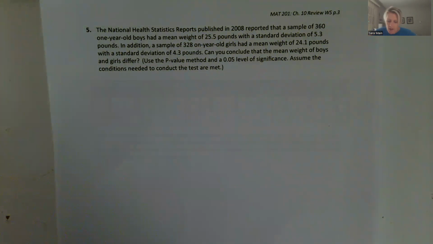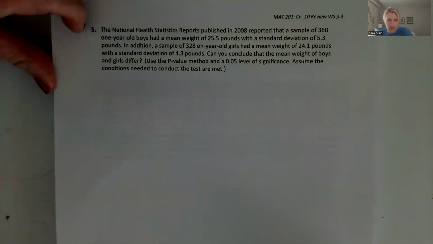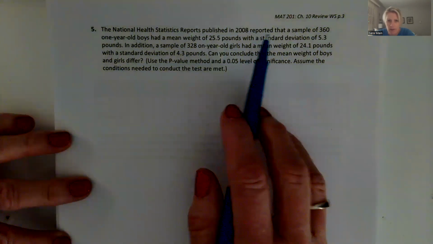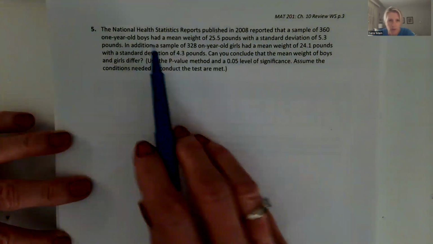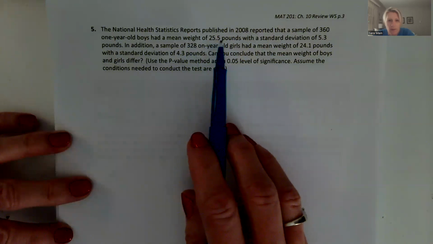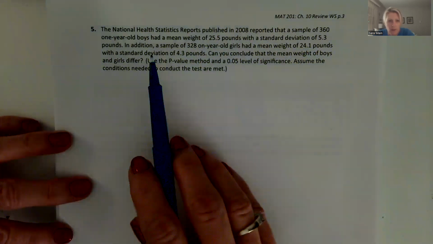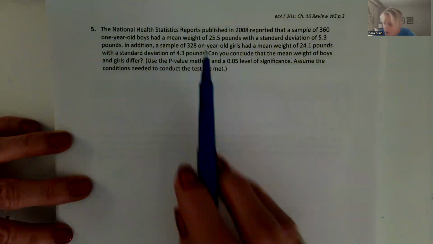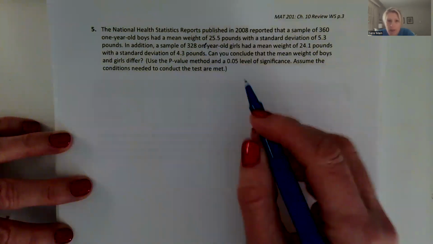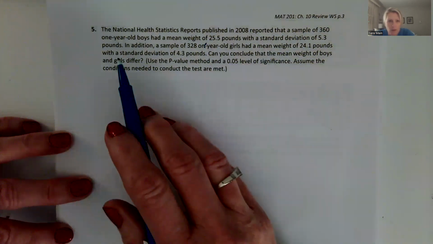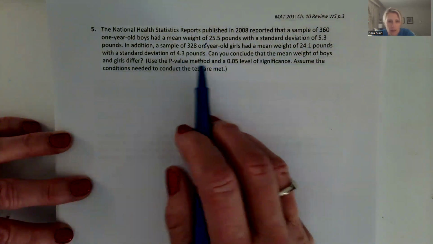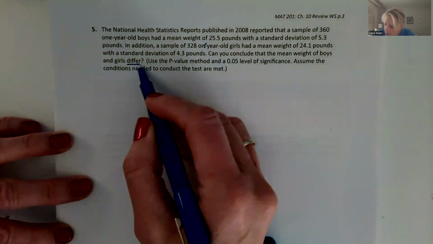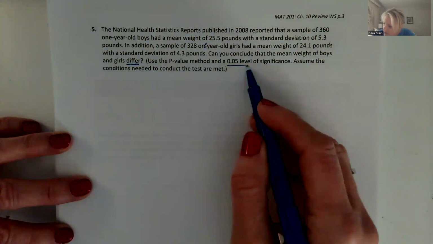Problem 5 says, the National Health Statistics Reports published in 2008 reported that a sample of 360 one-year-old boys had a mean weight of 25.5 pounds, standard deviation of 5.3. In addition, a sample of 328 one-year-old girls had a mean weight of 24.1 pounds with a standard deviation of 4.3. Can you conclude that the mean weight of boys and girls differ? That's important.